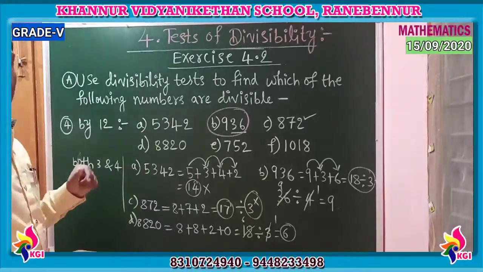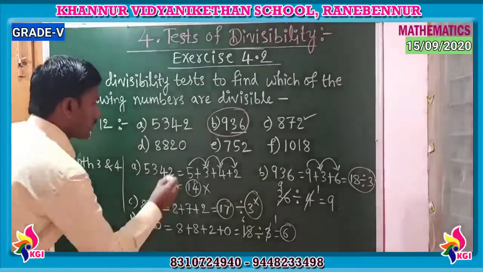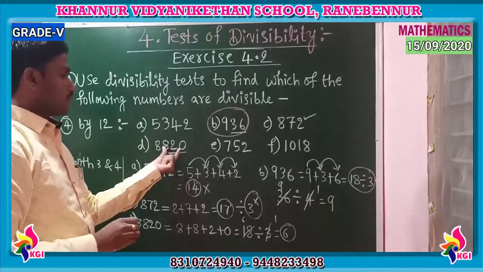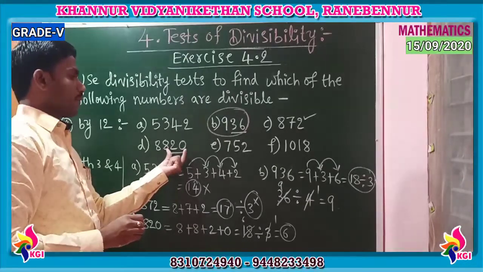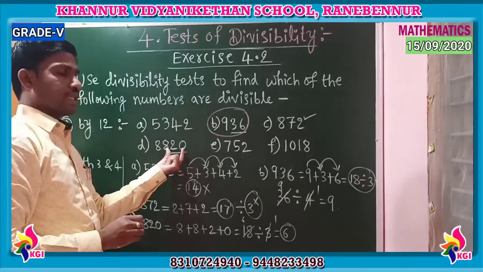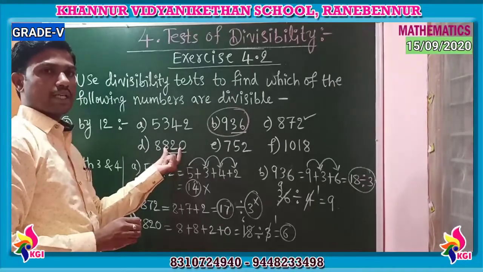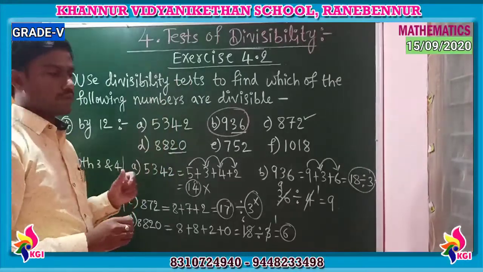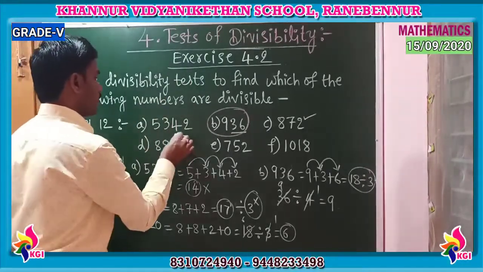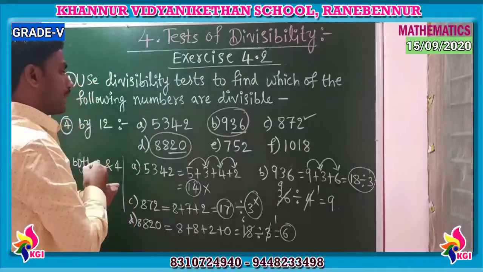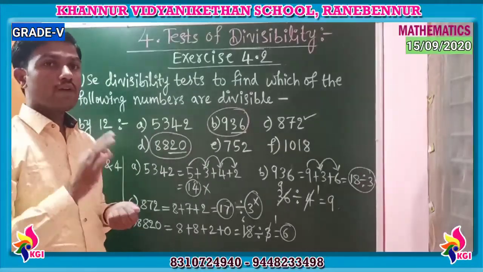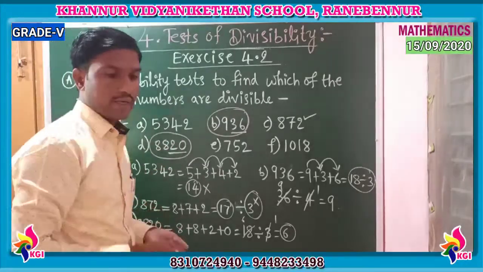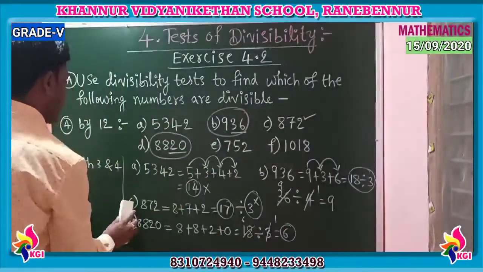So what about divisibility by 4? Yes, in the given number, the tens place and ones place form 20. So 20 is divisible by 4, which means the whole number 8820 is also divisible by 4. Then it is also divisible by 12.